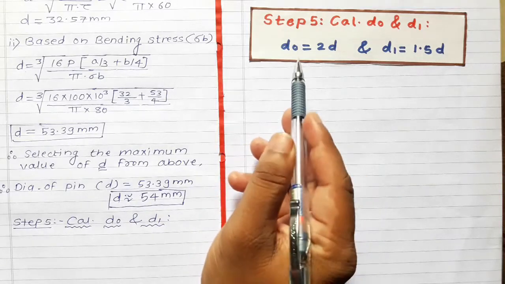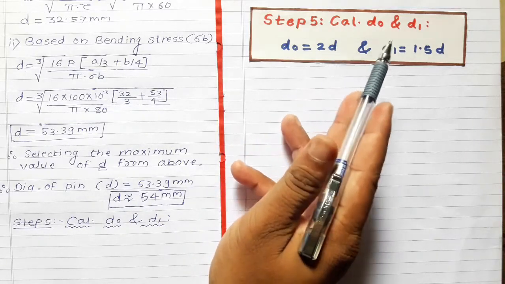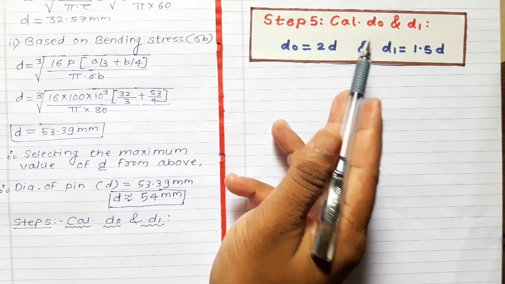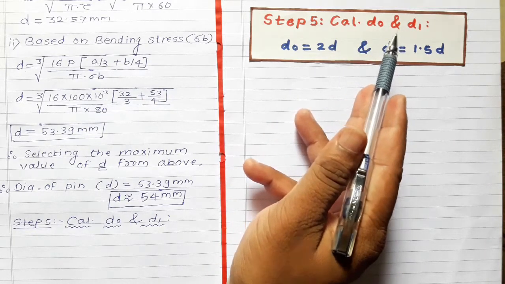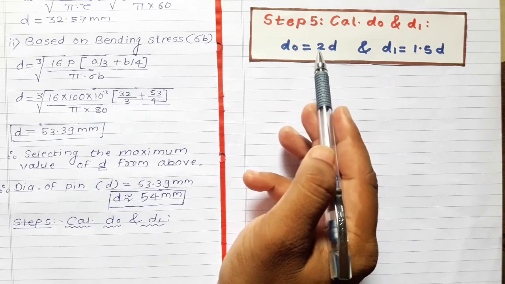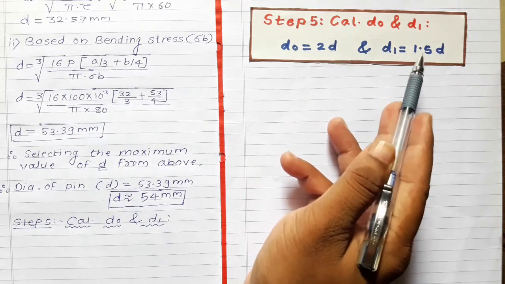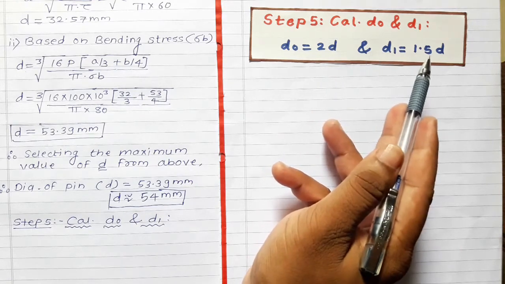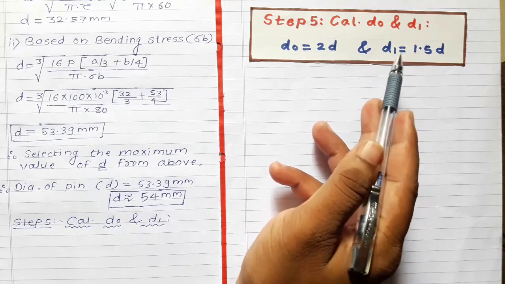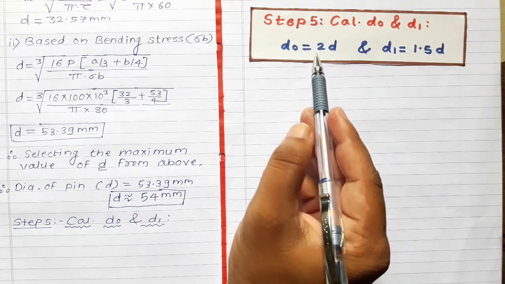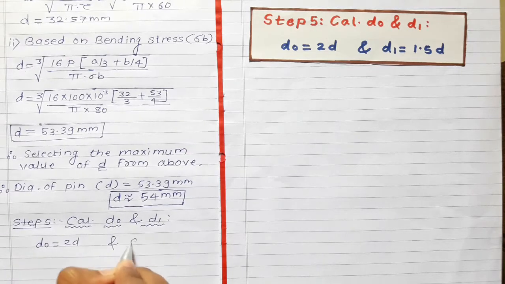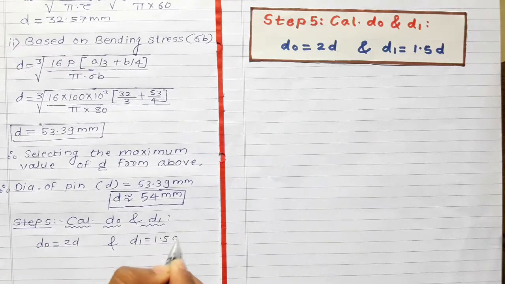Now the next step is step number 5, calculate D0 and D1, where D0 is the outer diameter of fork and eye and D1 is the diameter of pin head. And this D0 is given as twice D and D1 is given as 1.5 times D, where D is the diameter of pin that we have calculated from step number 4. So now let us write these equations. D0 is equal to twice D and D1 is equal to 1.5 D.